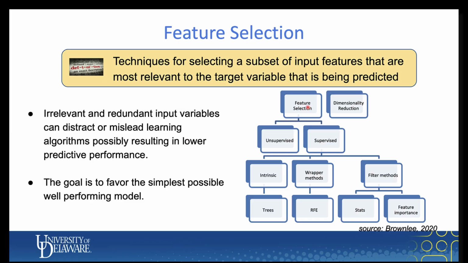Feature selection techniques are grouped into those that are applied to unsupervised or supervised methods. Within the supervised methods, there are three further categories. Those that automatically select the features as part of fitting the model are called intrinsic or embedded models. Those that explicitly choose features that result in the best performing model are called wrapper methods. And those that score each input feature and allow a subset to be selected are called filter methods. We will review some of these in an upcoming lecture.